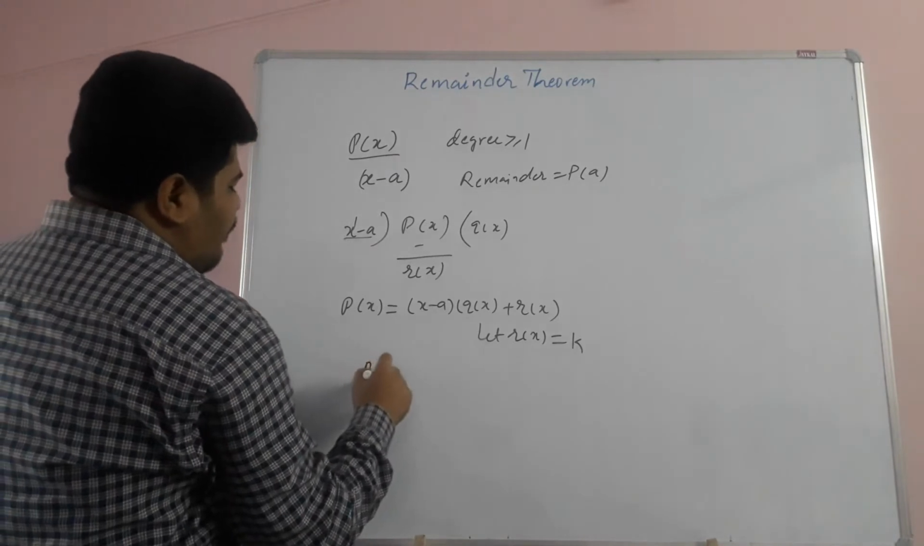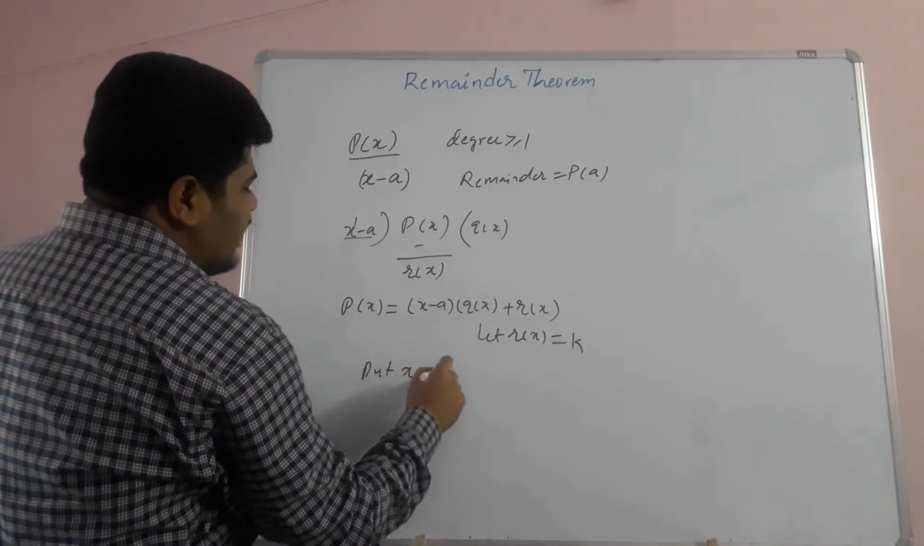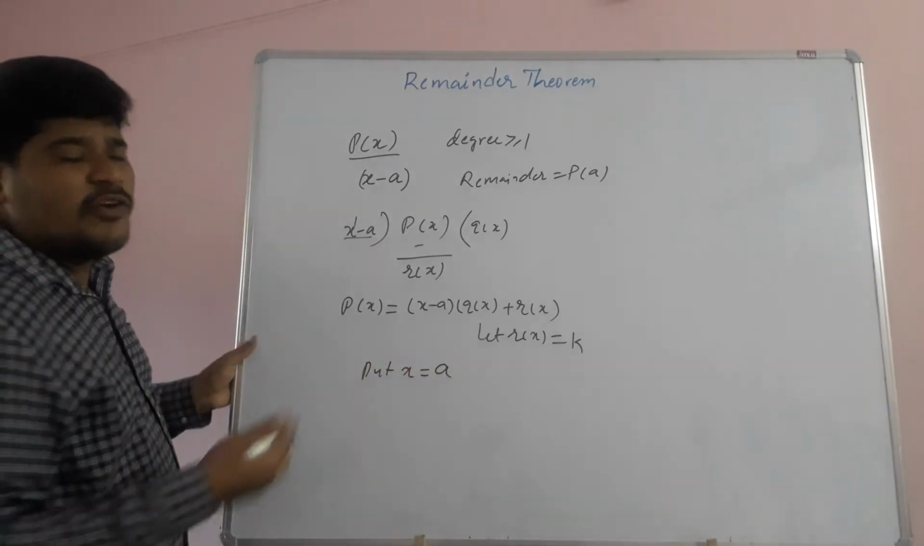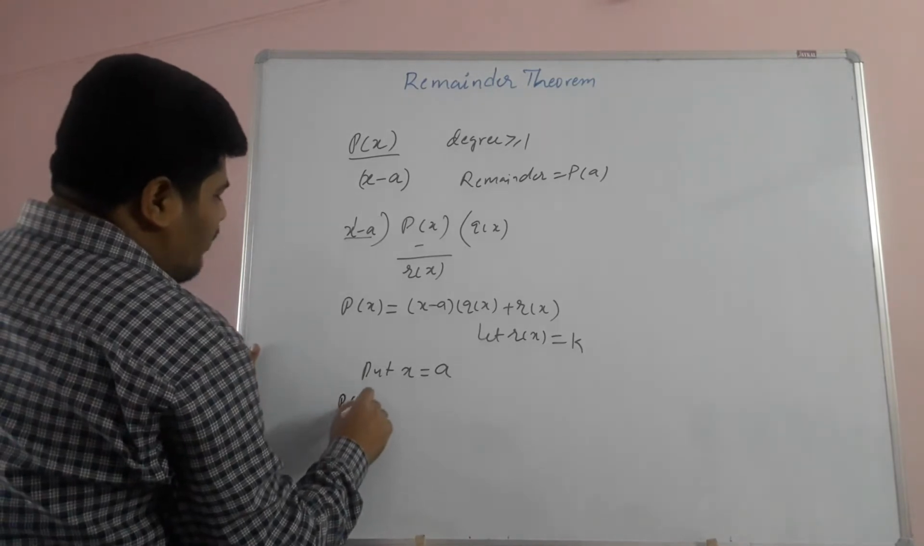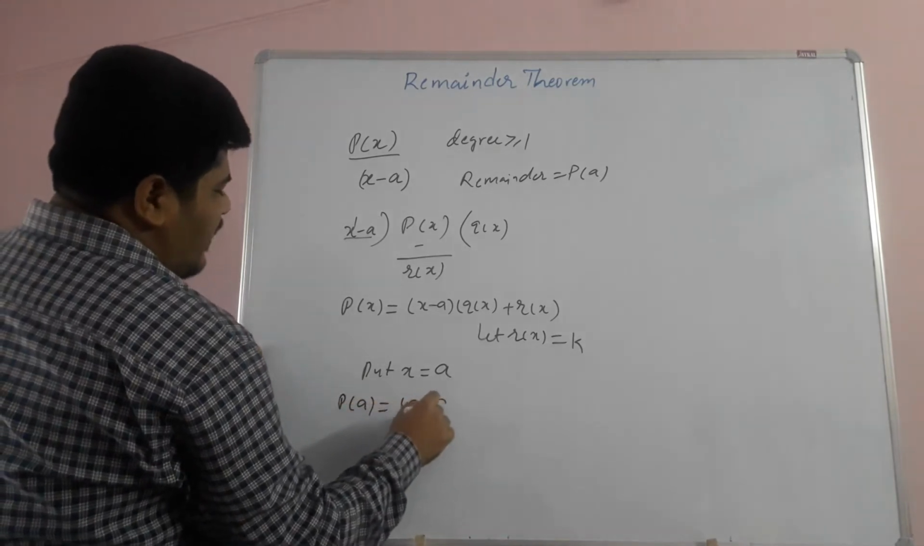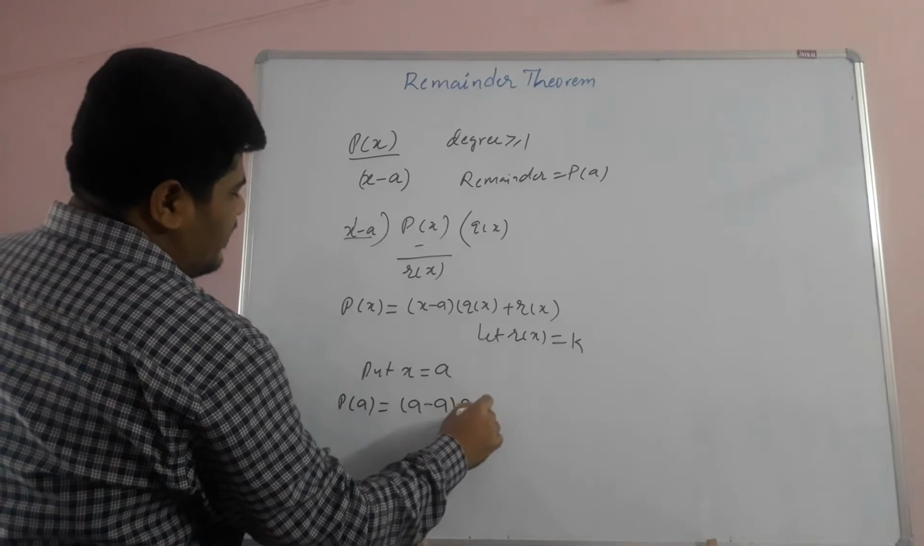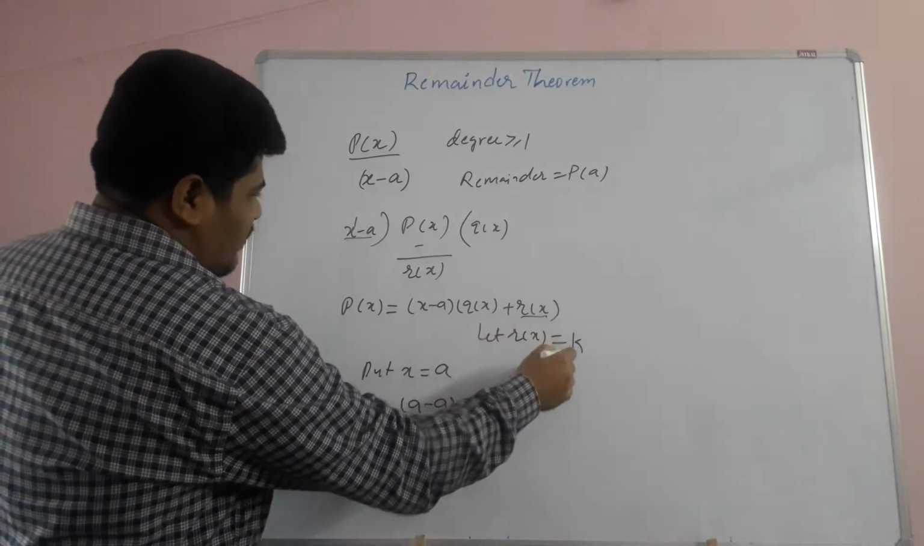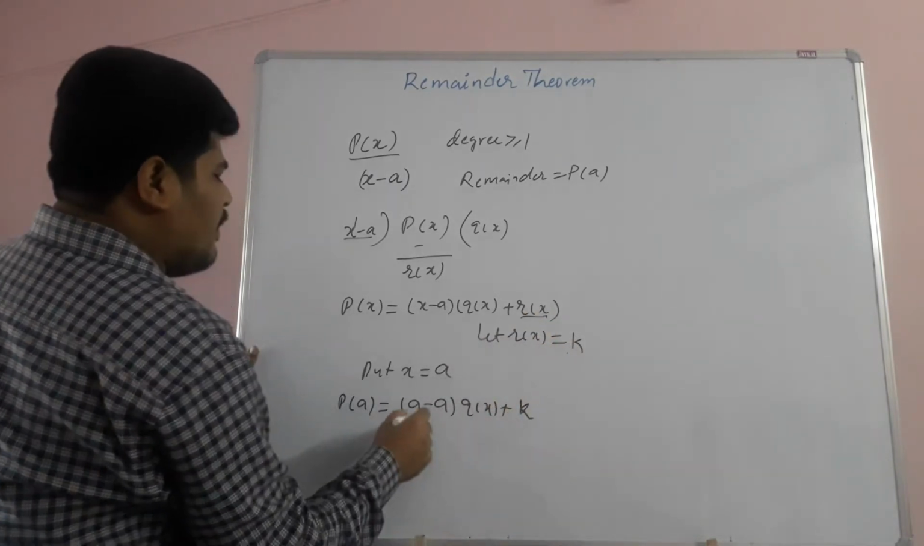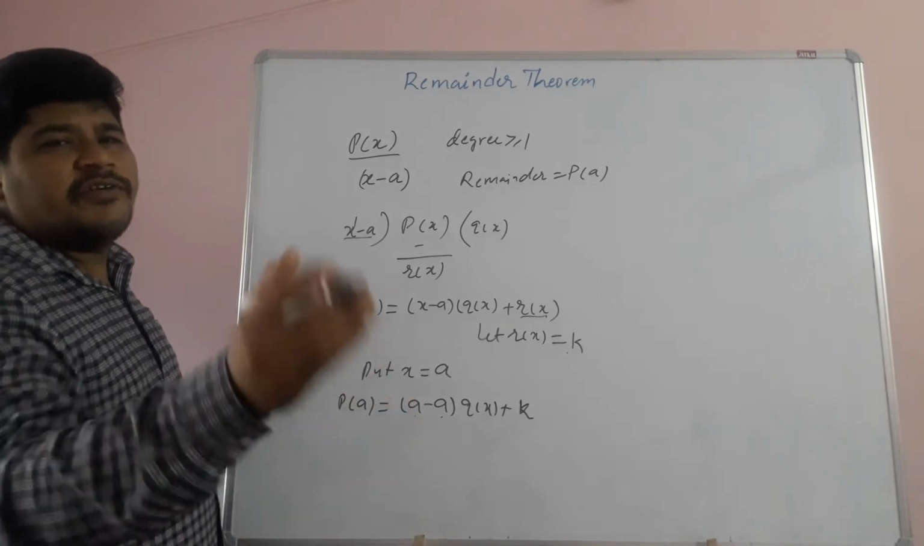Now children, put x equal to a. What do you get? p of a is equal to a minus a into q of x plus, instead of r of x, we can write k. A minus a value is what? 0. 0 into anything is 0.